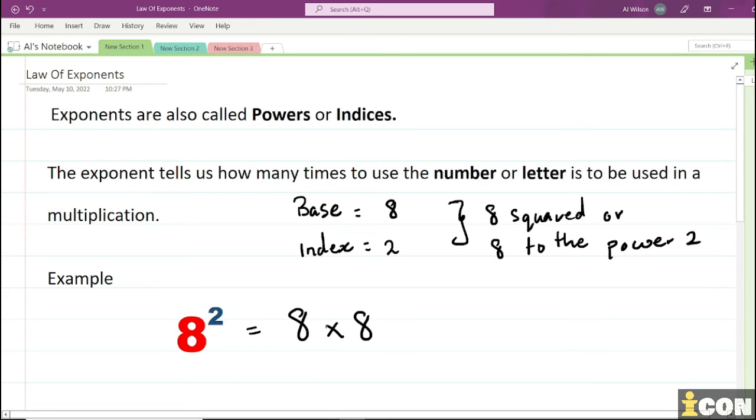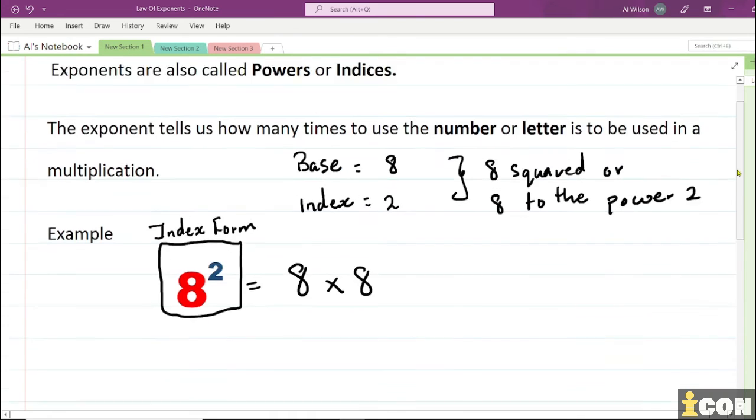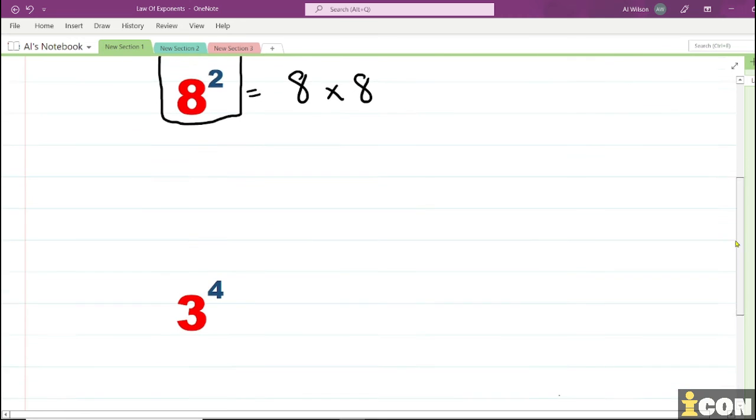Now before I actually move on, let me just outline one more thing to you. This, as a reminder, because some persons were not getting this all correct, is called the index form. That's the term that I'll be using throughout this entire topic. So let's look at another one now.